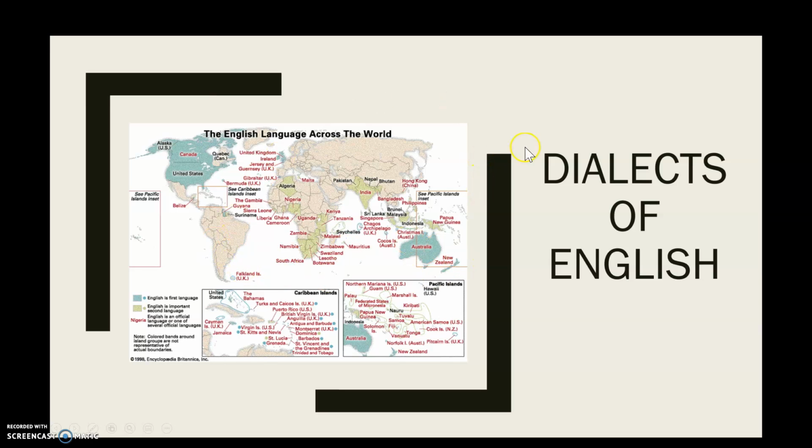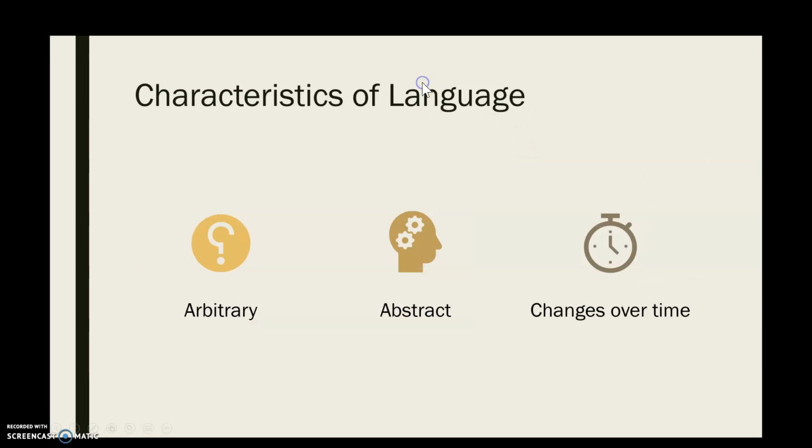So here are some dialects of English across the world, everywhere that it is spoken, and how the language is different in those places, particularly in places where it's a first language versus a second language. And so you can see there are a lot of different speech communities within this overarching language community.